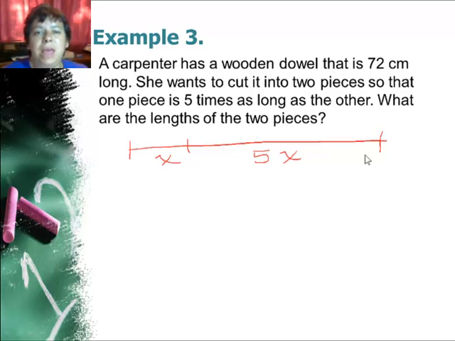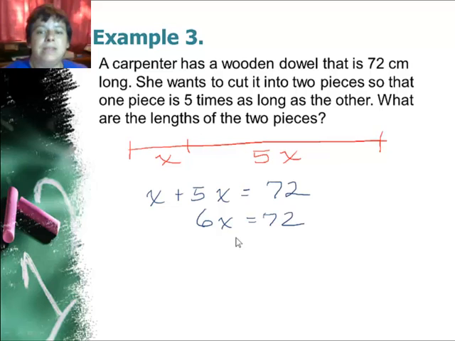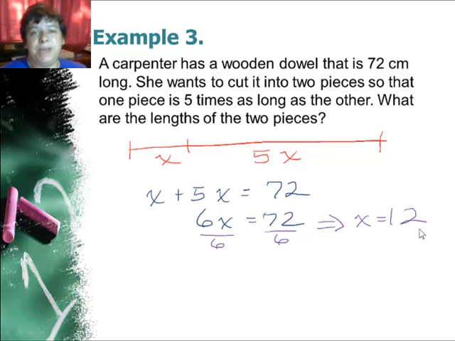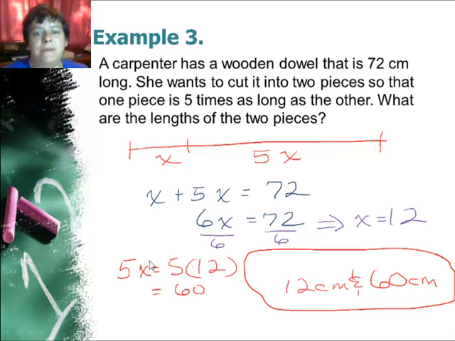And I know together they have to add up to 72 centimeters. So x plus 5x is 72. I combine like terms to get 6x equals 72. Then I can divide both sides by 6. That tells me x equals 12. But they really want to know both pieces. So I can substitute in 12 for x, and I get 5 times 12 is 60. And both my pieces, one is 12 centimeters long, and the other is 60 centimeters long.